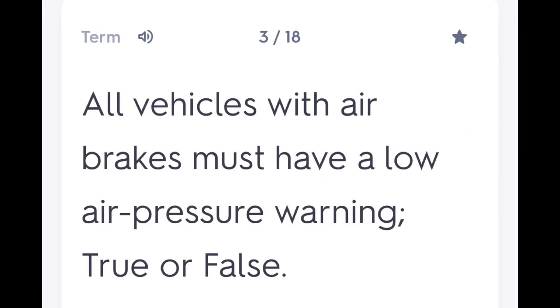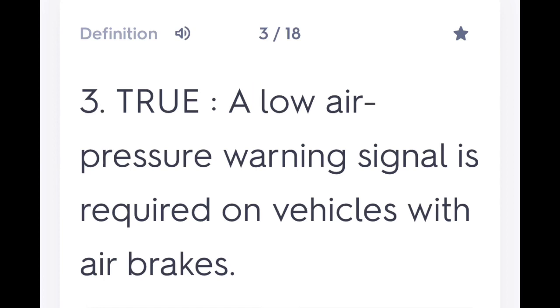Question 3. All vehicles with air brakes must have a low air pressure warning. True or false? The answer to the third question is true. A low air pressure warning signal is required on vehicles with air brakes.